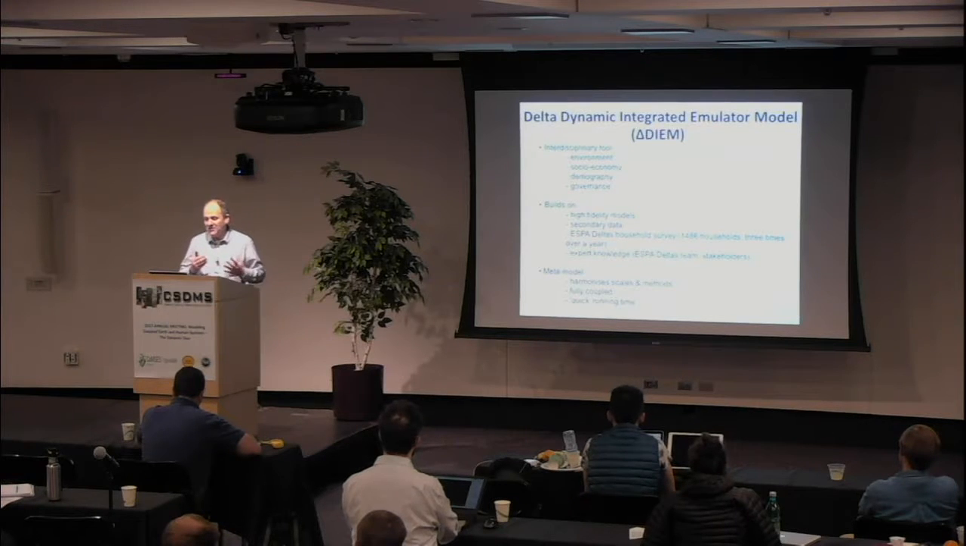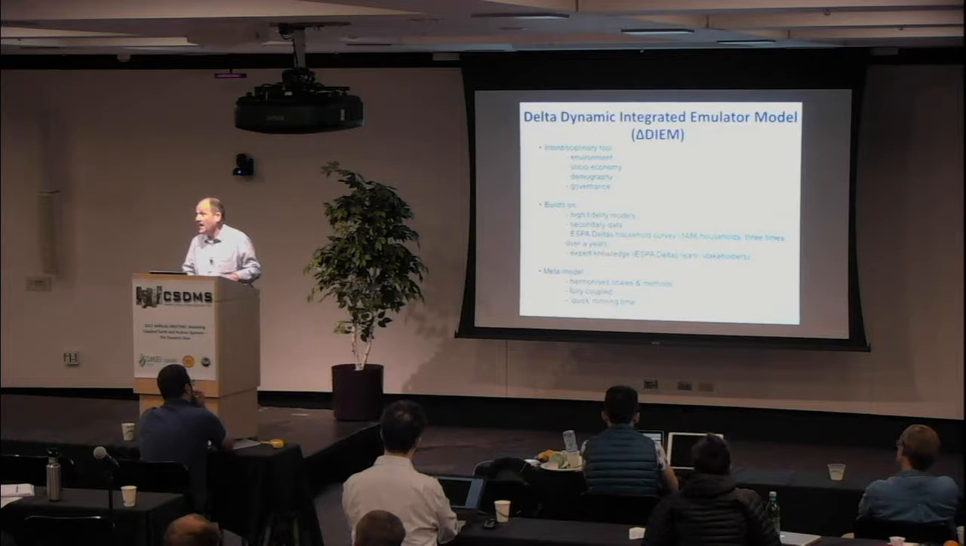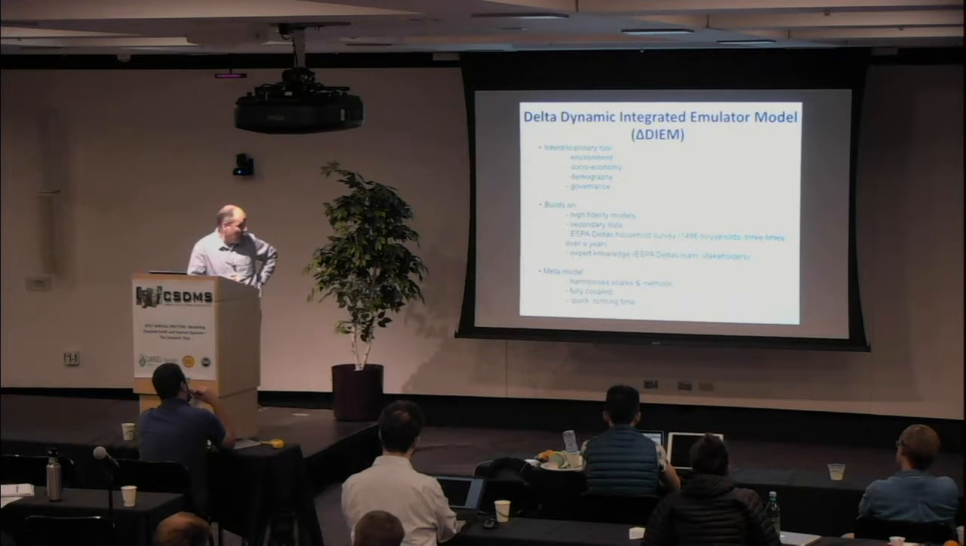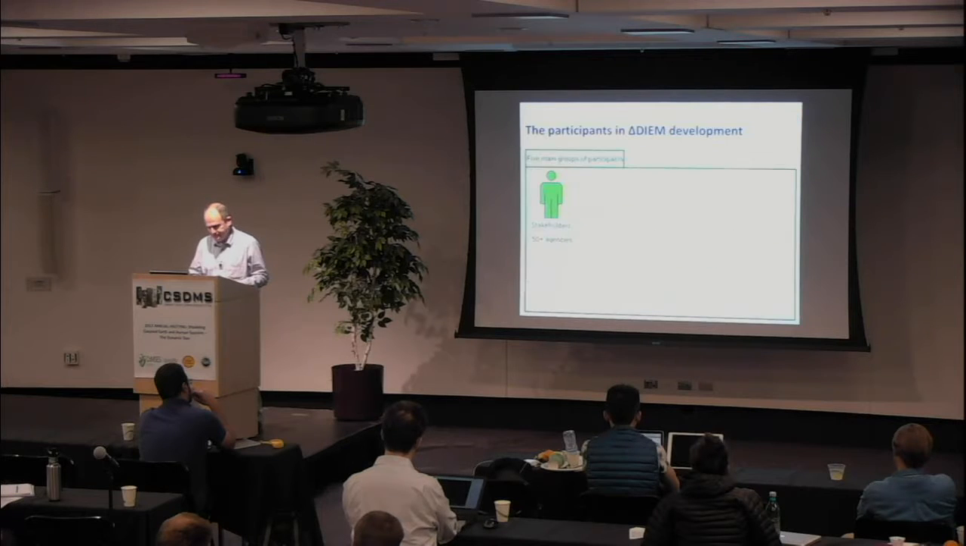What it actually corresponds to is a meta model. It's a hybrid. Some aspects of it are lookup tables. Some aspects are statistical emulators, which is why the word emulator appears in the title. And in other cases, we're actually running the code, for example, the agricultural model. But it gives a fairly quick running time. It harmonizes scales and methods. It's fully coupled, so we have the feedbacks, and it's giving us a quick running time.